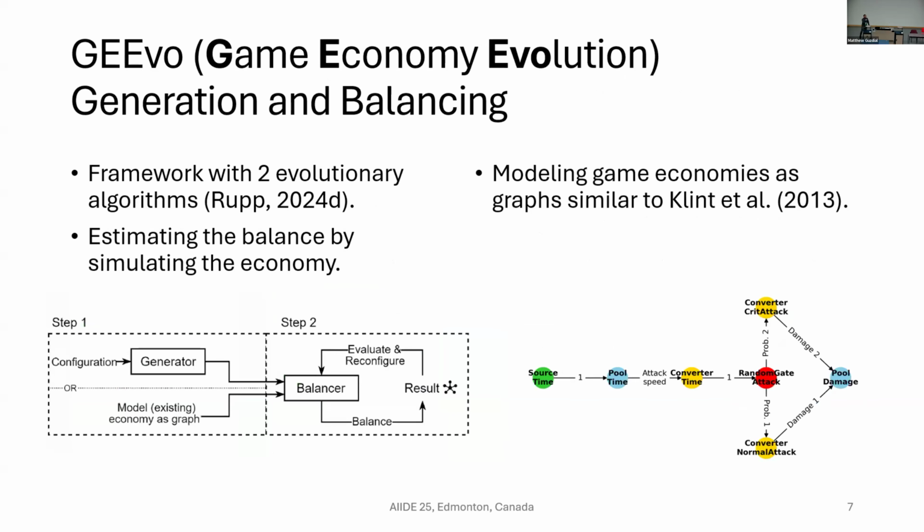And last but not least, I have a framework for economy generation and balancing. This work uses two evolutionary algorithms in order to generate a graph-based economy, and then afterwards it balances it, for example, to address different targets, like how many resources of what type we want to produce in a specific amount of simulation steps. It is based on the work by Klint et al., which modeled game economies as graphs before. There's also a cool online tool called Micro-Machinations if you're interested in that.